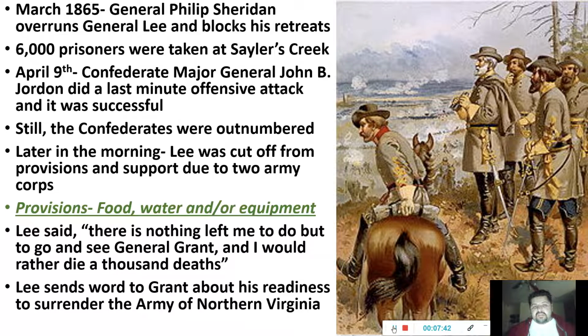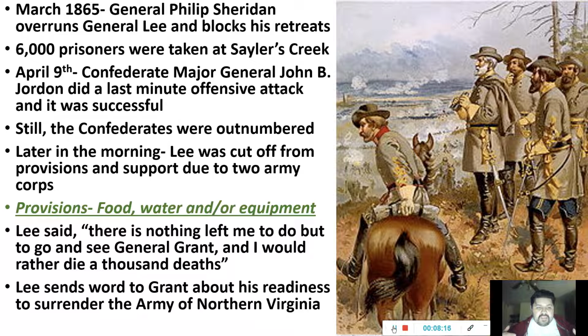6,000 prisoners are taken at Sailor's Creek, and all these 6,000 men are Lee's men. April 9th, 1865, Confederate Major General John B. Gordon does a last-minute offensive attack to try to help Lee get free. It is successful. He's able to make a hole for Lee to come through, but it's not open that long, and Lee isn't able to escape.